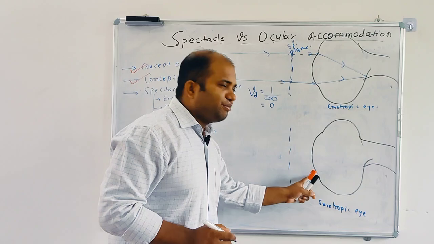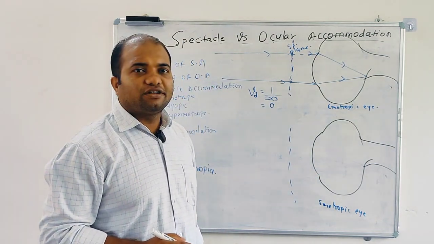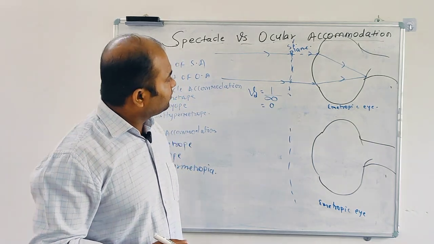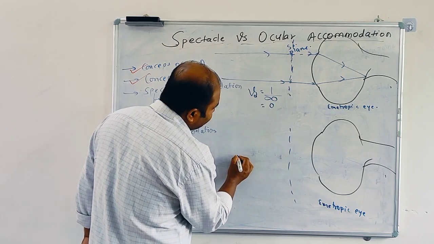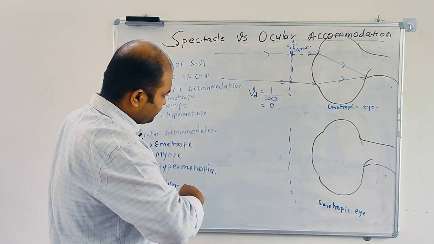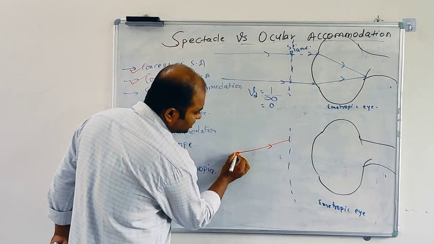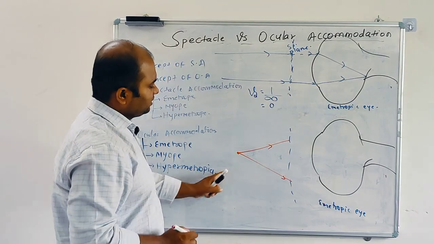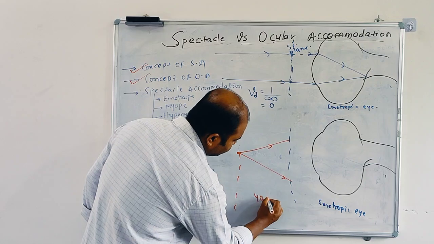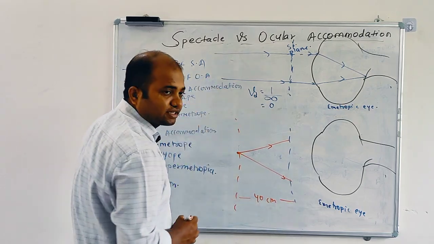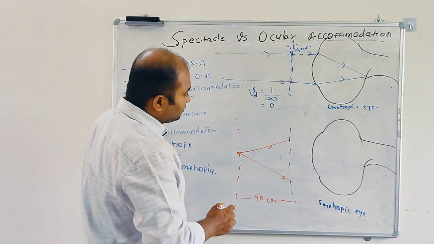Let this emmetropic eye focus at a near object, right? So let me draw this. This is focused, as some light is here. The object is focused at a near object at 40 centimeter. So from here, what will happen? Divergent light will be emitting out. So this is 40 centimeter from this glasses, right? Are you getting it?